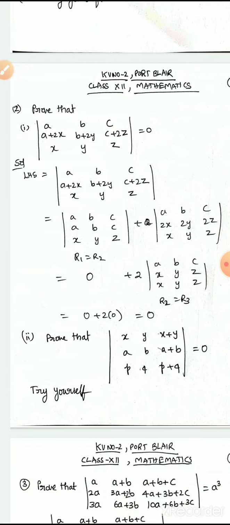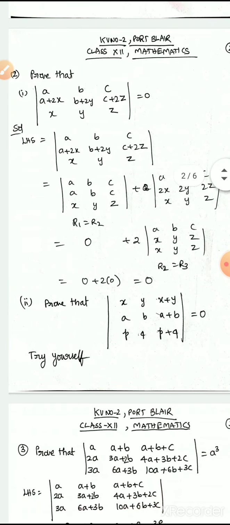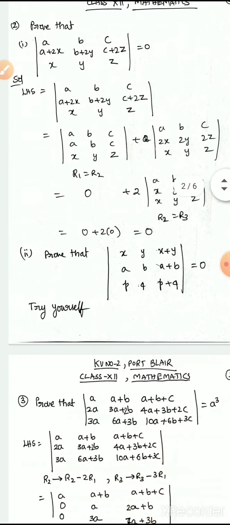As in the first determinant, R1 and R2 are identical, you can take the determinant as 0. Plus, in the second determinant, take 2 common. After taking 2 common, you can notice that row 2 and row 3 are identical. That means 0 plus 2 into 0 is equal to 0. Hence proved. In the same way, please try the second question.